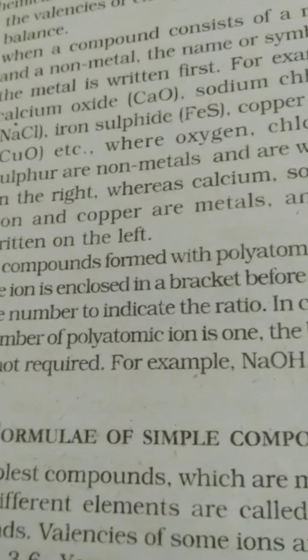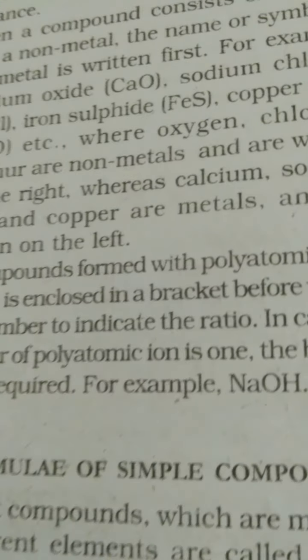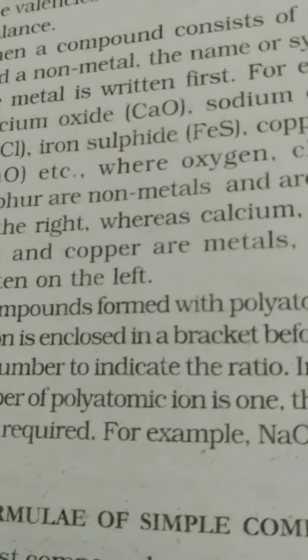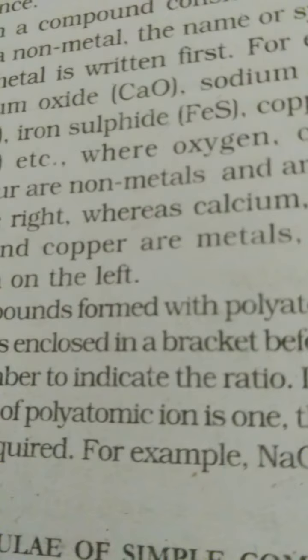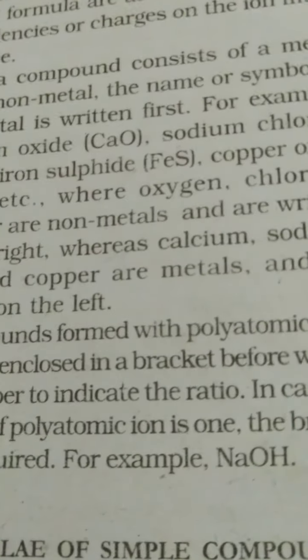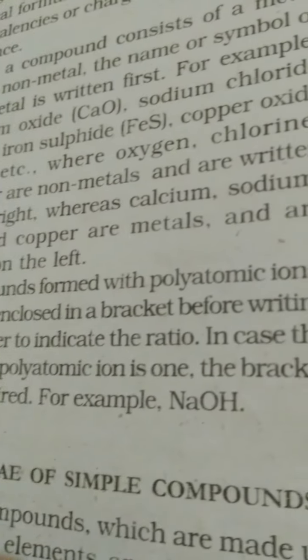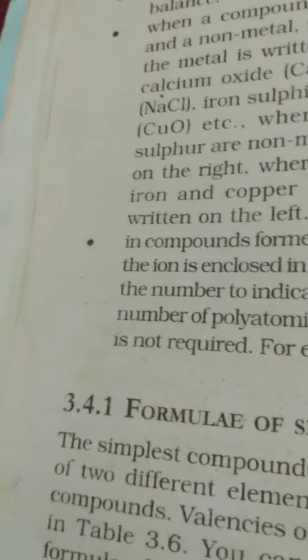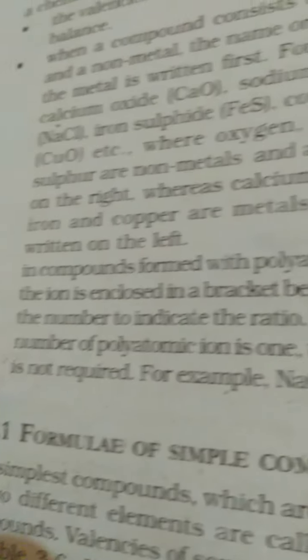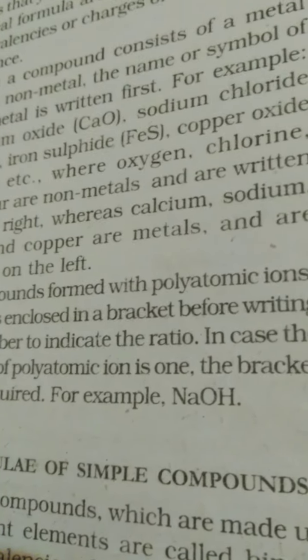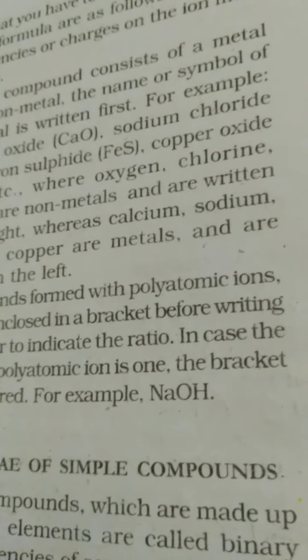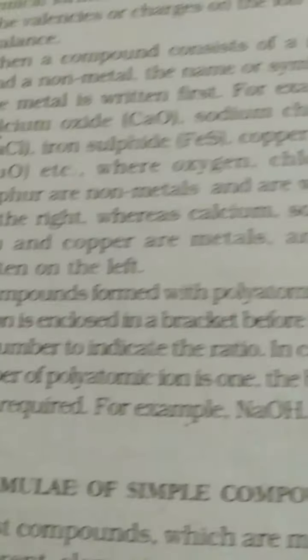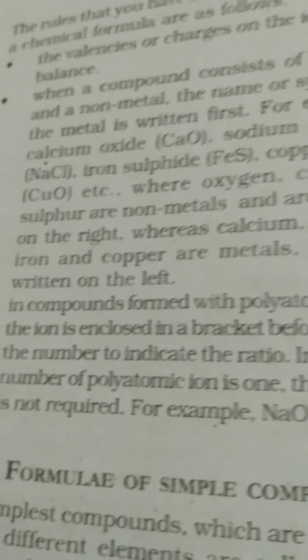If the compound is made up of metal and non-metal, then that type of compound is called what? Ionic compound. Because here there are two ions, one is a metallic ion and one is a non-metallic ion. Here examples of calcium oxide, sodium chloride, iron sulfide, copper oxide, etc. are given. Here what is the metal? Calcium. What is the non-metal? Oxygen. In sodium chloride, what is the metal? Sodium. What is the non-metal? Chlorine. In iron sulfide, iron is the metal and sulfur is the non-metal. So first we will write the metal while we are writing the chemical formula.